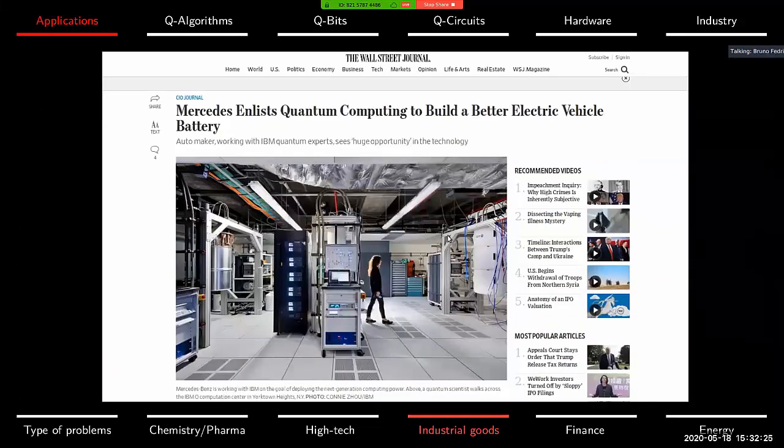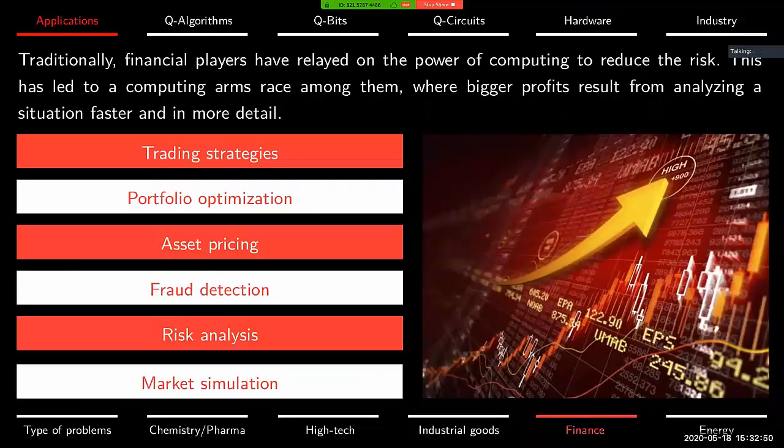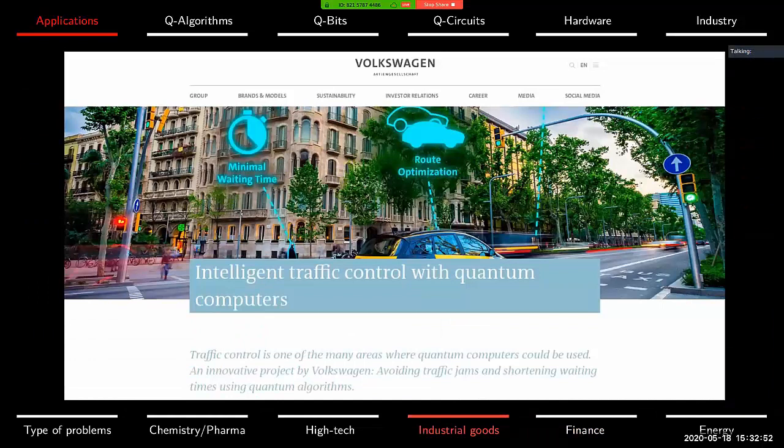For instance, Mercedes, the German company, started to collaborate with IBM to study catalytic chemical reactions in car batteries to find better batteries. Volkswagen is collaborating with a Canadian company called D-Wave for traffic simulation optimization. So that's another example.